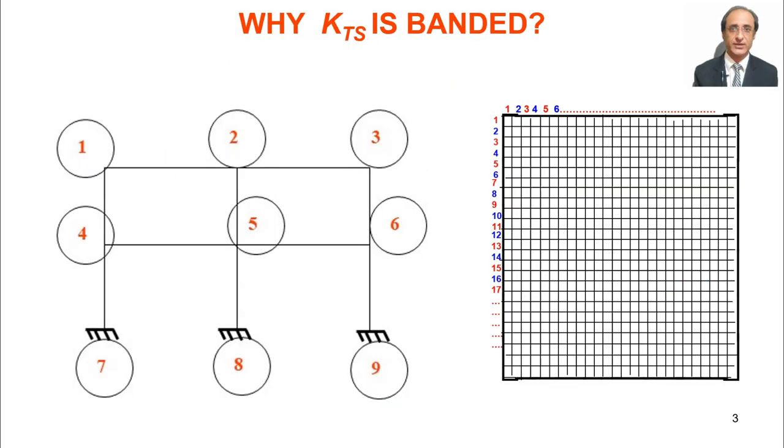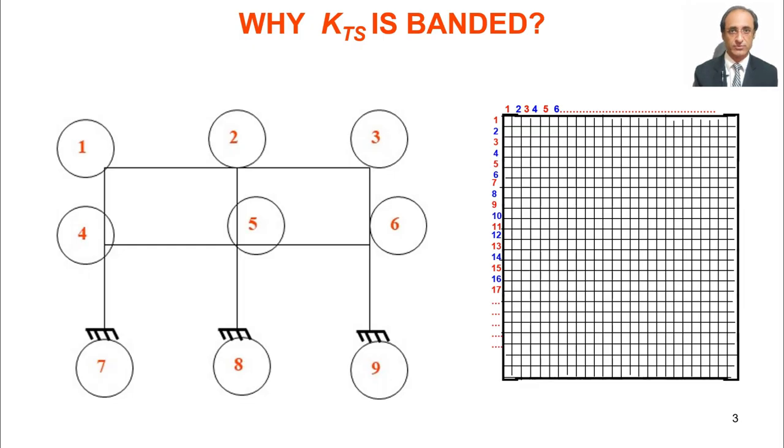But now question is, why it is banded? Symmetry we all know, because of the Maxwell-Betti's theorem, a matrix is symmetric. Kij equal to Kji. But why it is banded? What is the reason that a matrix is banded? Let's say we have a structure. Let's say this could be a plane frame with a large number of bays, and it's continuing. And let's say we have done the numbering of the joints like this.